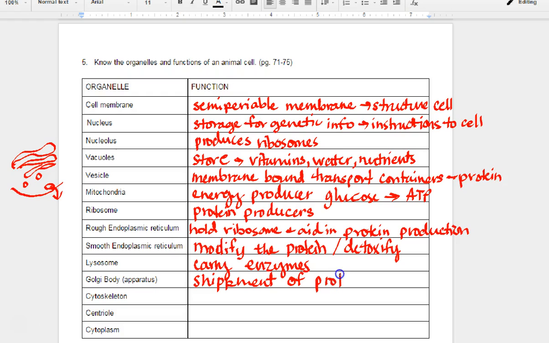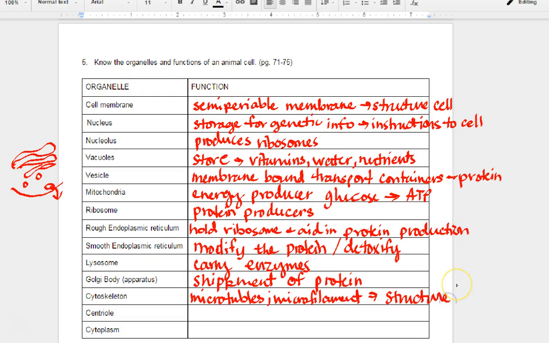of proteins. They're going to make those little vesicles that I was talking about here, and they're going to ship the proteins out of the cell. Cytoskeleton, these are the microtubules and the microfilaments that allow organelles to move throughout the cell, and they also serve as structure for the cell.